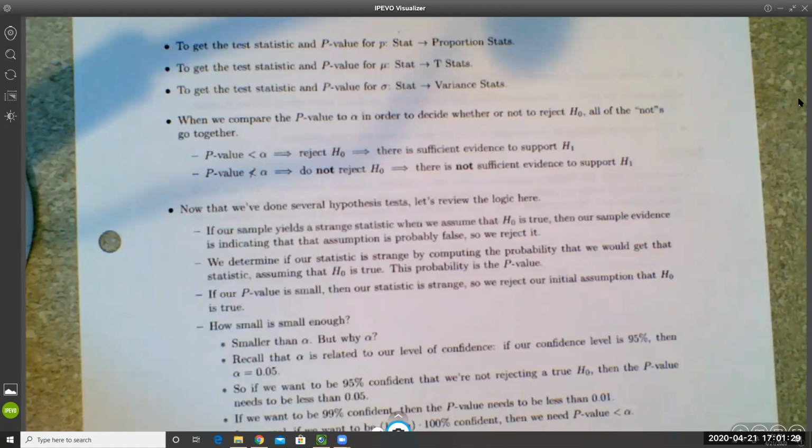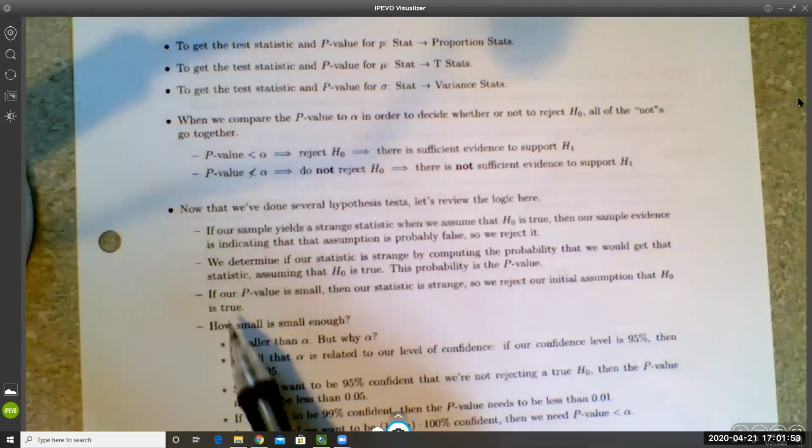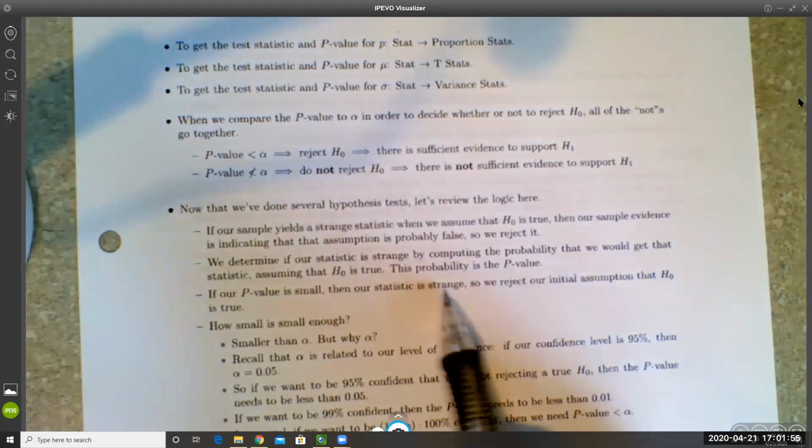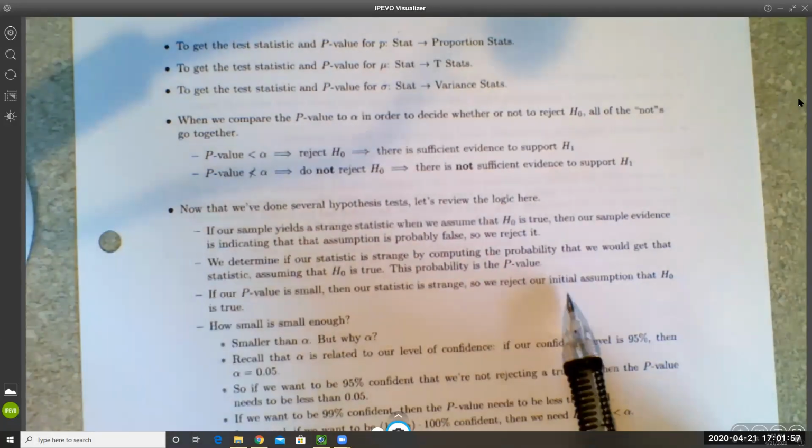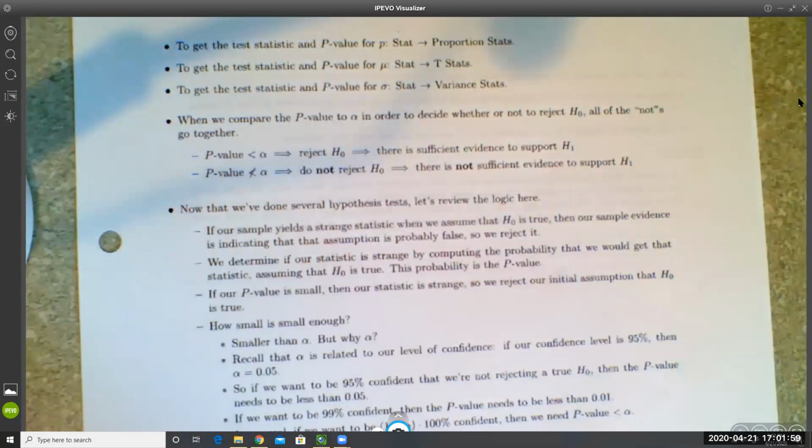If we have a small p-value, then that means it's really strange. It means that it's strange for us to have gotten the sample statistic that we got under the assumption that the null hypothesis is true. And so it casts doubt on the assumption that the null hypothesis is true. So a small p-value means probably the null hypothesis is not true, and so we reject it. All right, so if our p-value is small, then our statistic is strange. So we reject our initial assumption that H naught is true.